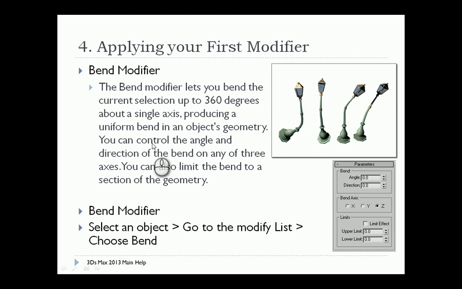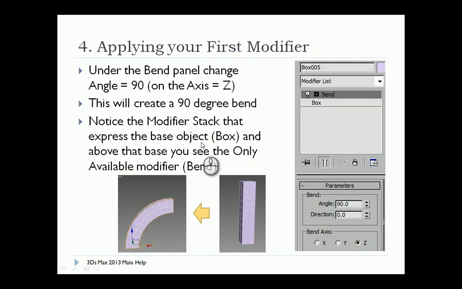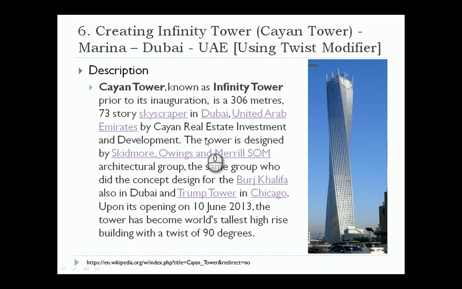It's a good example of making a twist here, which is the creation of the Infinity Tower or Cayan Tower. It's in Marina, Dubai, UAE, and it's a really lovely building, a really nice place. You must see that. If I want to make a basic modeling of this one, I know if you zoom in and take a close look at the facade, you're going to find it different from the way I'm doing it. I'm just going to do this without the extra things and without the detail.